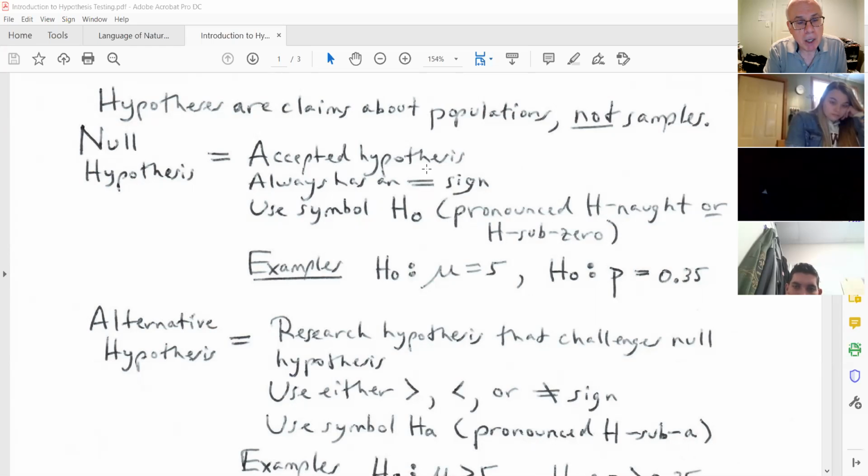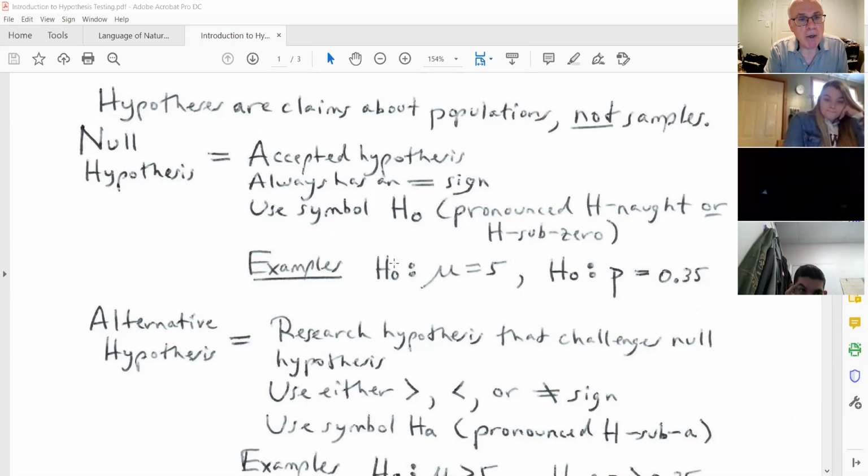For example, if we wanted to know the average height of all people in the United States, then mu would be the population mean, and we would state it to be some value, maybe 67 or 68 inches, whatever it might be. All right. So we would state the null hypothesis.